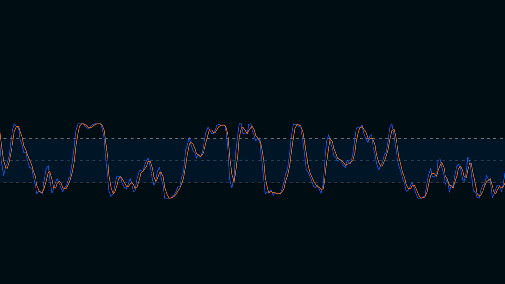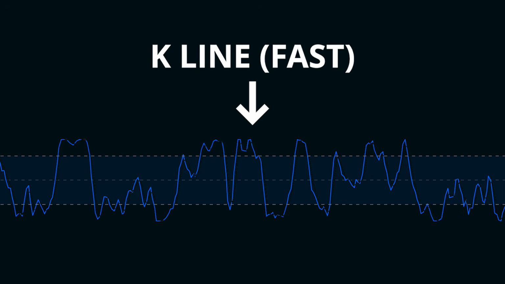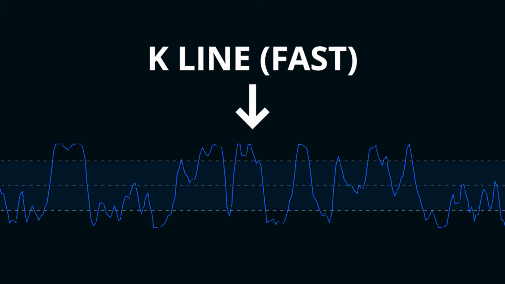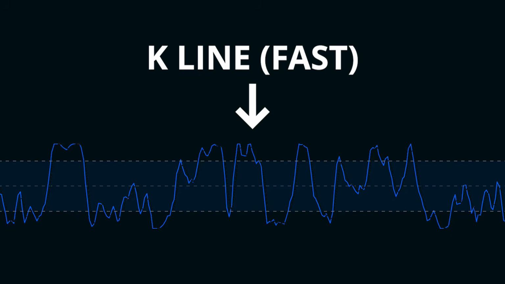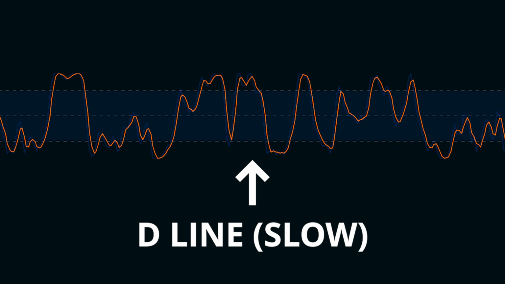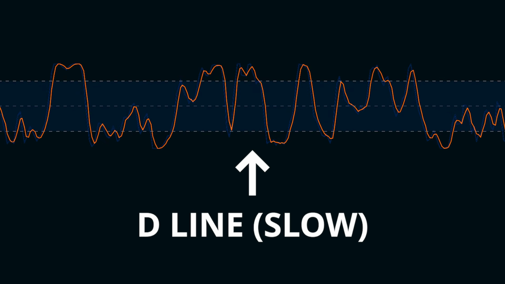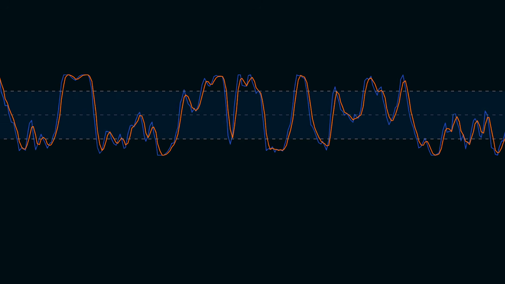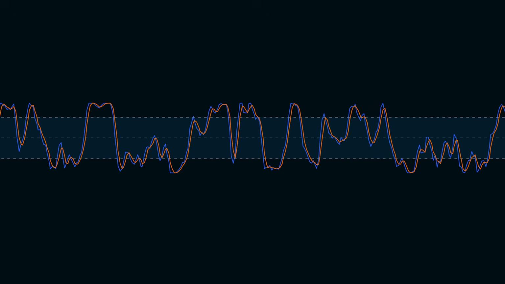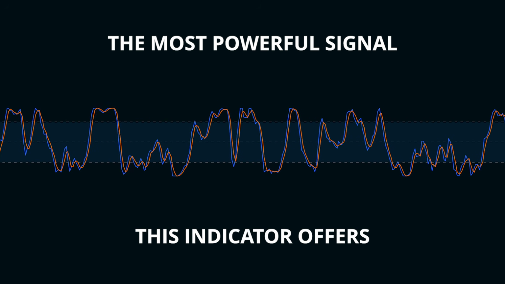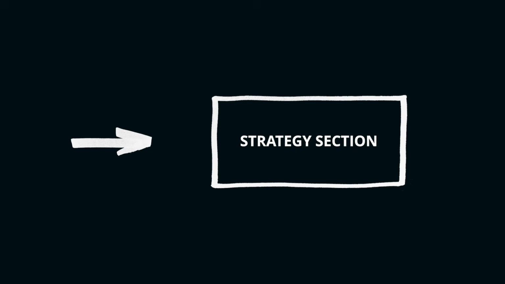The indicator has 2 components. The first component is the %K line. This is the fast line. It moves quickly and reacts to momentum changes first. The second component is the %D line. This is the slow line. It is a smoothed moving average of the %K line. It moves more gradually. These 2 lines interact with each other, and that interaction is what produces the most powerful signal this indicator offers. We will cover that in detail in the strategy section.